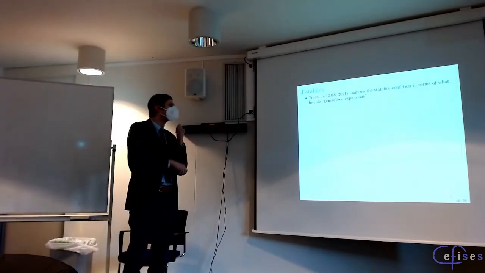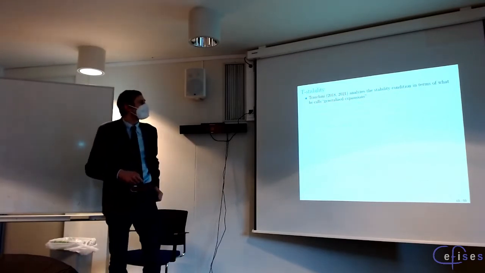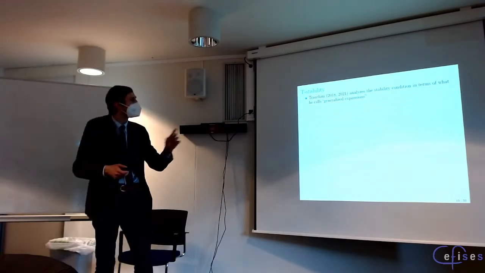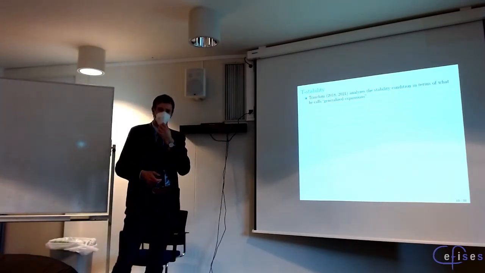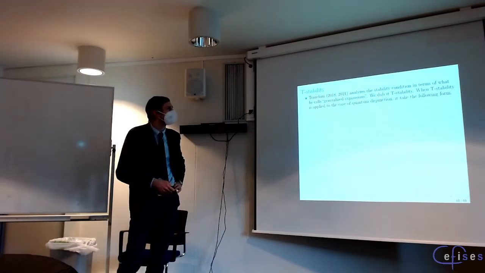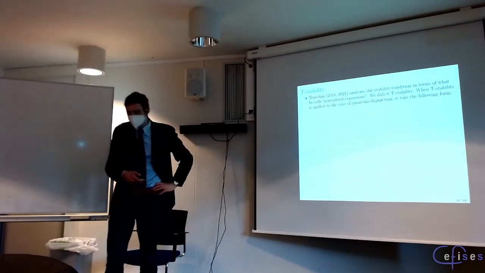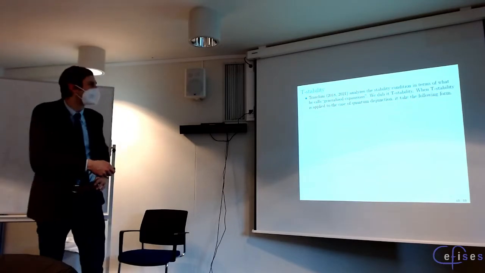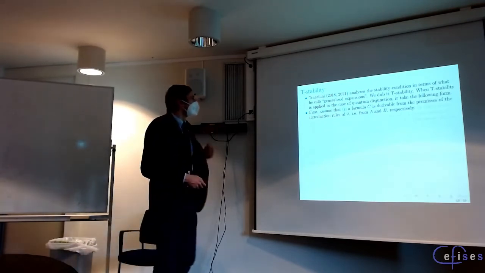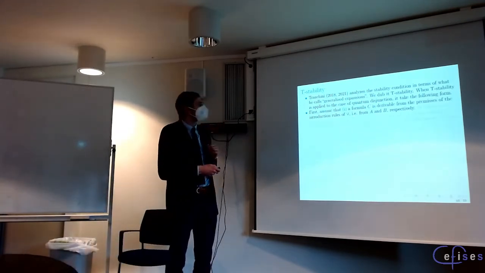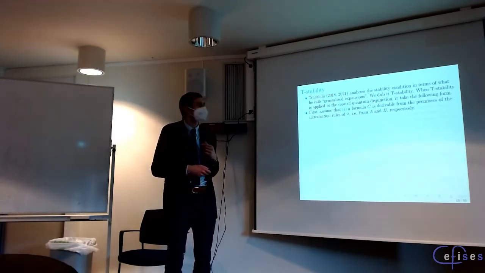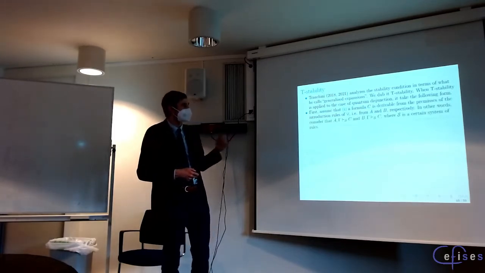Now, let me move to Tranchini's account, and let's see the difference. Tranchini analyzes the stability condition in terms of what he calls generalized expansion. Again, if I have time, I will explain why he calls it this way. But here, for short, we call it T-stability. When T-stability is applied to the claim of quantum disjunction, it takes the following form. And you will see, it is very similar to the previous one, but with two big differences. It assumes, as before, that a formula C is derivable from the premises of the introduction rule of the quantum disjunction, that means from A and B, respectively, as we had before.